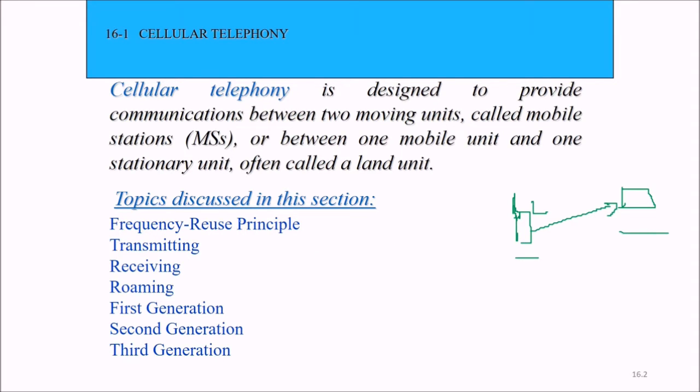We talk about the frequency reuse principle because the bandwidth or the frequency is limited. So you need to use this chunk of area which you have purchased. If you are a mobile company, you have a limited area in which you have to provide service to a number of users. Then transmitting, receiving, roaming, first generation, second generation, third generation, and now we have fourth generation also.